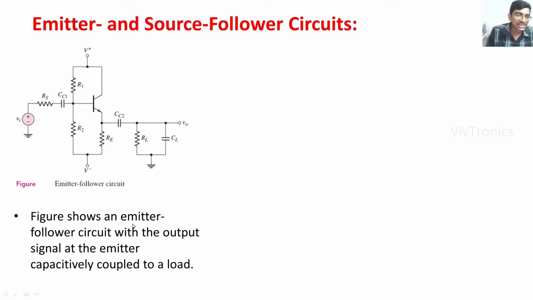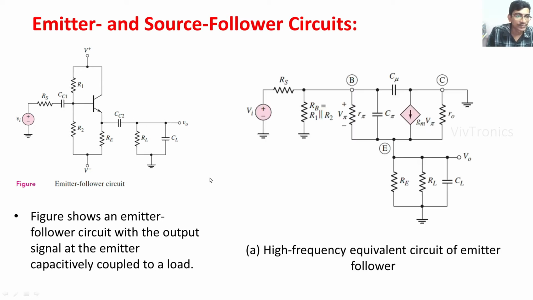This figure shows the emitter follower circuit, in which the output signal at the emitter is capacitively coupled to the load. Here you can see we have taken the output across the emitter terminal, which is coupled to the load resistor through the coupling capacitor CC2, and this is the small signal high frequency equivalent circuit for this CC amplifier or the emitter follower circuit.